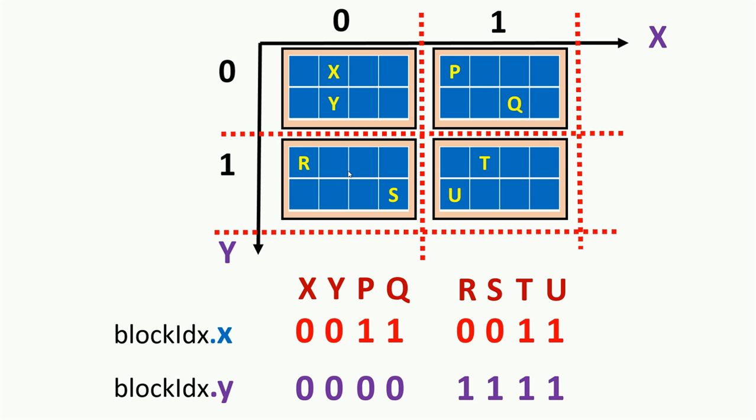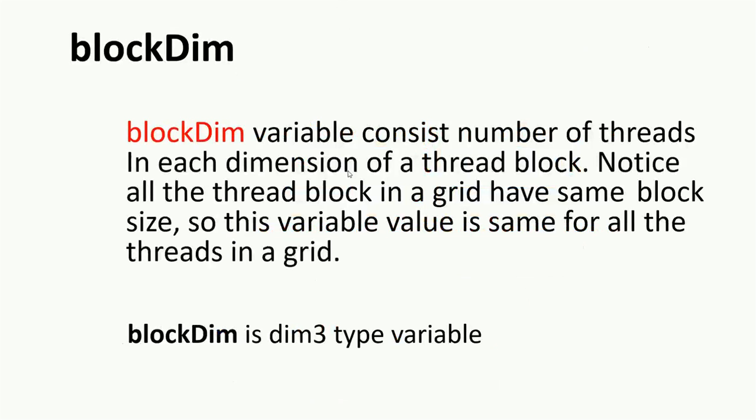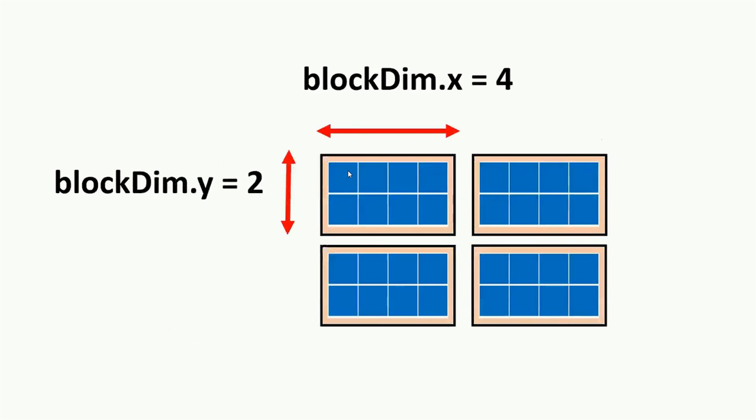The next variable we are going to discuss is the blockDim variable. The blockDim variable consists of the dimension values of a thread block. Notice all the thread blocks in a grid have the same dimension values, so this variable value is the same for all the threads in a grid. This variable is also a dim3 type variable which has x, y and z values. For example, this diagram shows a grid with 32 threads arranged into 4 thread blocks, each having 4 threads in the x dimension and 2 threads in the y dimension. So blockDim.x is 4 and blockDim.y is 2 for every thread in this grid.